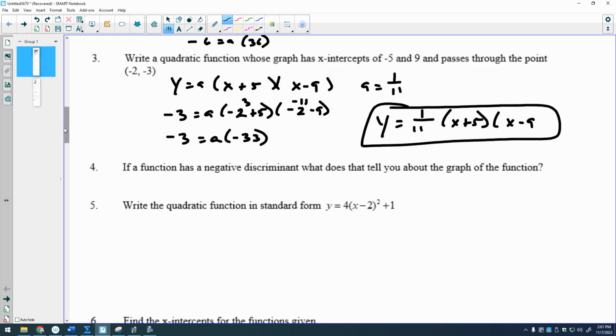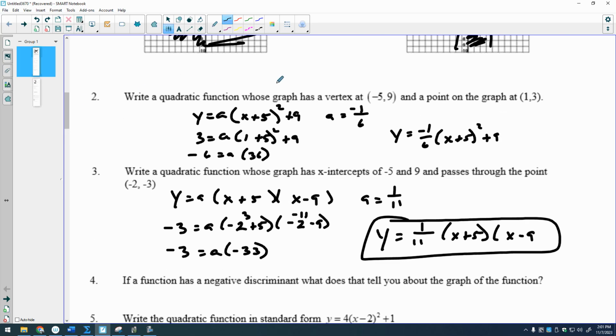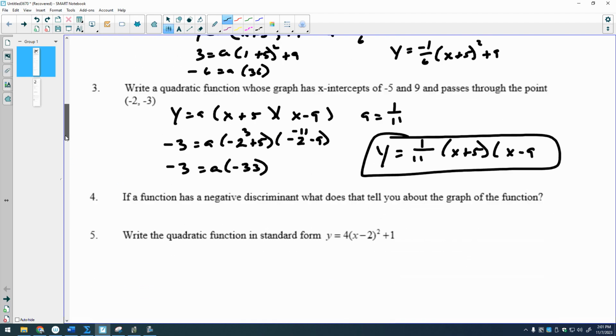Okay, so the key with 2 and 3 is just recognize, what am I given? Am I given the vertex, or am I given x-intercepts? If it's a vertex, it'll be in this form. If it's x-intercepts, it'll be in this form. Either way, my next step is to plug in the point they give me so I can find the right shape, so I can find the a value. And then just work it out, plug it back in.